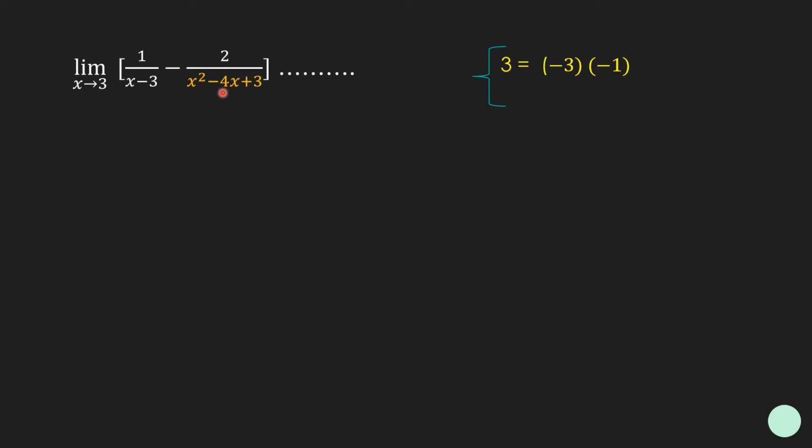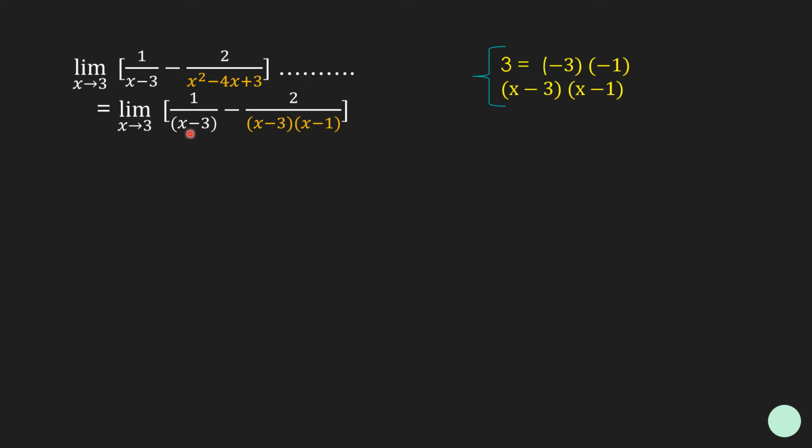Next, we have also seen that whenever the coefficient of x squared is 1, with the help of these two factors, we can directly write the factors as x minus 3, see here, and x minus 1. We will use this factor in the next step. So the limit becomes 1 over x minus 3 minus 2 over x minus 3 into x minus 1. Here we have to solve this expression by common denominator method.